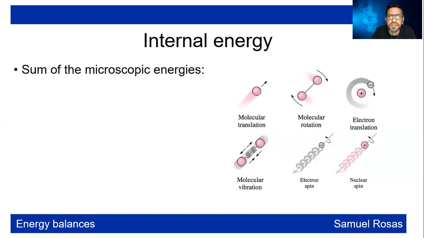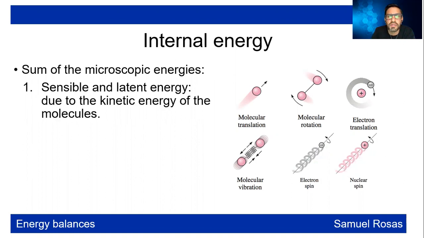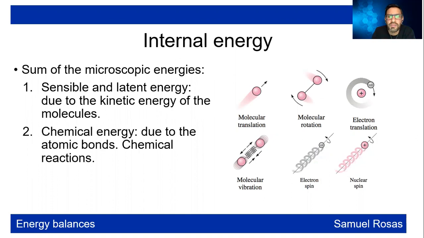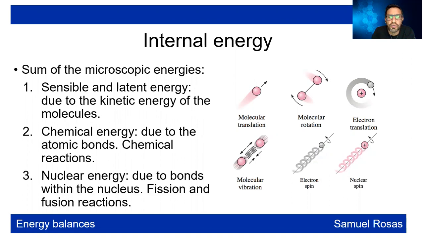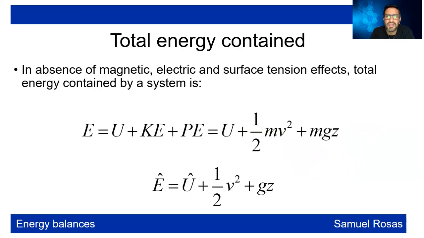The internal energy is the sum of the microscopic energies: molecular translation, rotation, electron translation, molecular vibration, electron spin, nuclear spin, sensible and latent energy due to kinetic energy of the molecules, chemical energy due to the atomic bonds and chemical reactions, and nuclear energy due to bonds within the nucleus, fission and fusion reactions. So the total energy contained is equal to the kinetic energy, potential energy, and the internal energy. This is, of course, if we don't take into account magnetic, electric, and some surface tension effects.